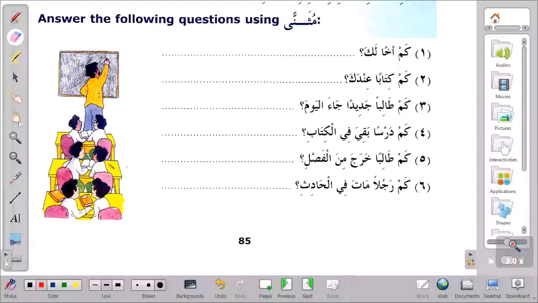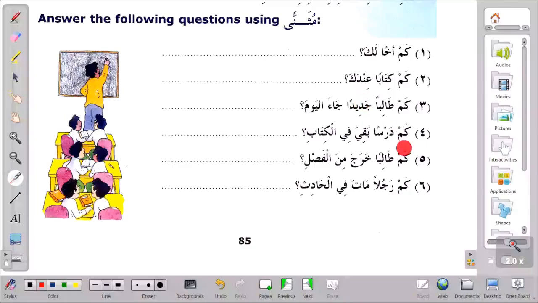So the second one, kam kitaban indaka? How many books are with you? Indi kitabani. Very simple, just make it dual. Kam taliban jadidan jaa al-yawm? How many new students came today? So you can say jaa al-yawma talibani jadidani.